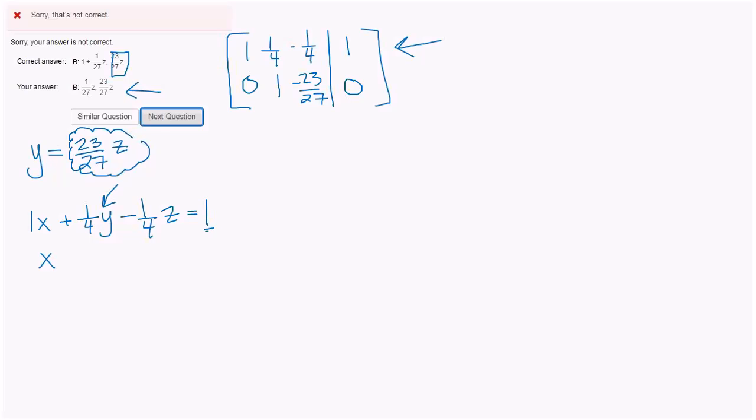Oh, I think it's because of this 1 right here. x plus 1/4 y. Oh, sorry. I'm thinking ahead of myself. So 1/4, and then y is 23 over 27z, minus 1/4 z is equal to 1.